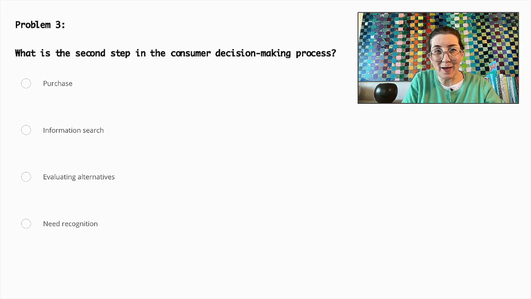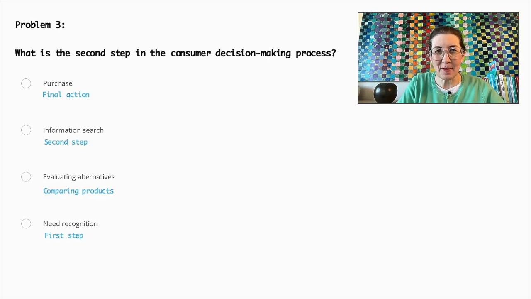The purchase step is the final action of buying the product, not the second step. Evaluating alternatives involves comparing different products, which comes later. Need recognition is the first step, where the consumer realizes they have a need or problem.